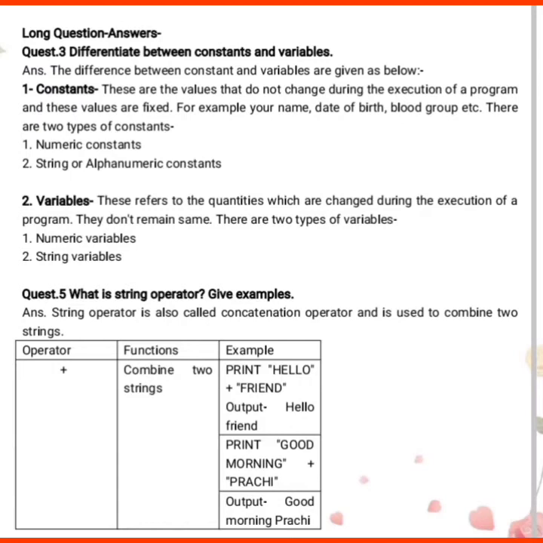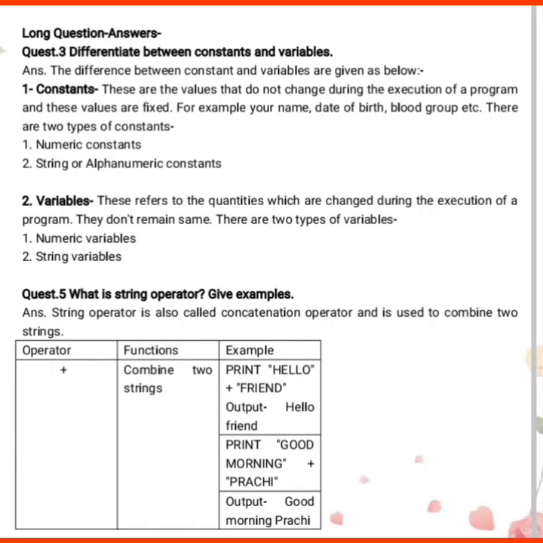Second is variable. These refer to those quantities which are changed during the execution of a program. They don't remain the same, and it also has two types. First is numeric variable and second is string variable.